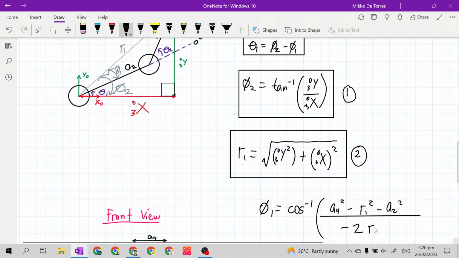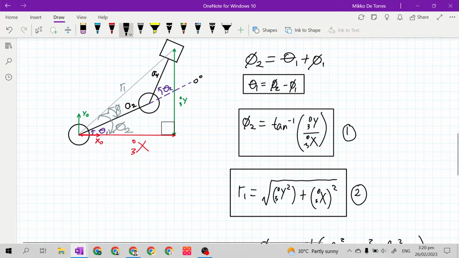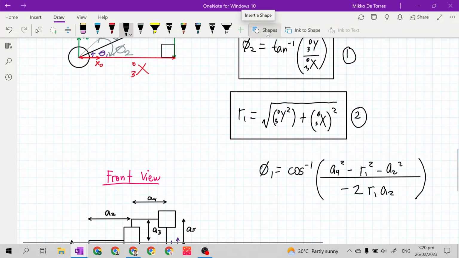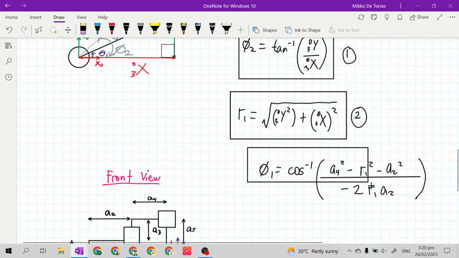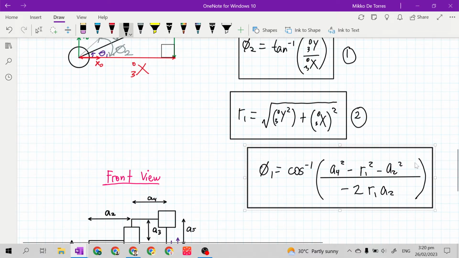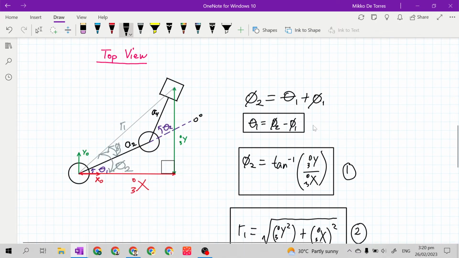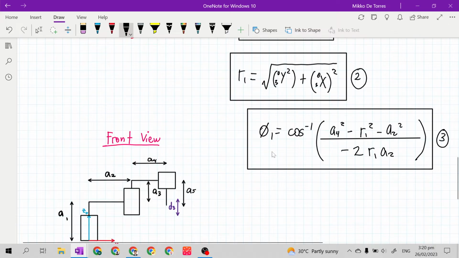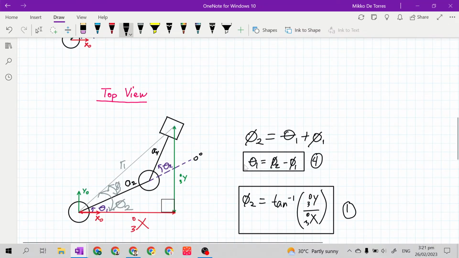Okay? R1 and A2. So A sub 4 will be here. A sub 4 will not be negative because it is the opposite side of P1. So this will be our third equation. Our fourth equation is theta 1 equals phi2 minus phi1. Because we already know now where to get phi2 and phi1, so we can solve now what is theta 1.